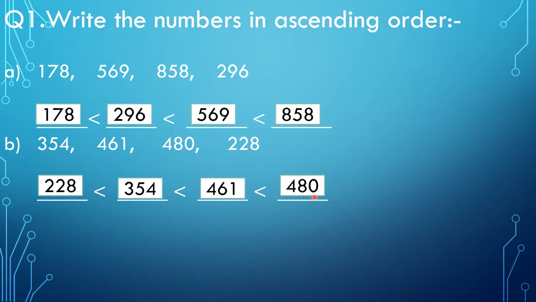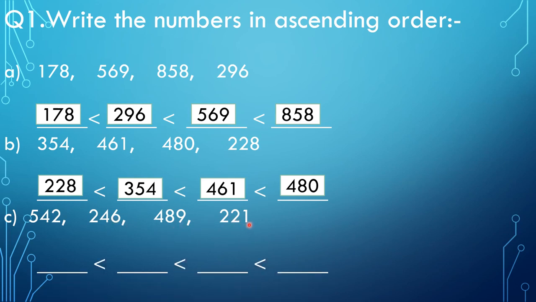Understood? Now in C part, 542, 246, 489 and 221. So we have to arrange in ascending order. Now we will see 100 place digit. Here 5, here 2, here 4 and here 2. So there are two numbers which have same 100 place digit 2 because 2 is the smallest.